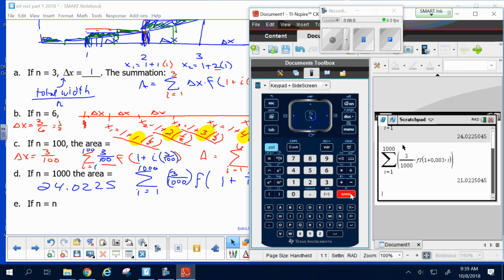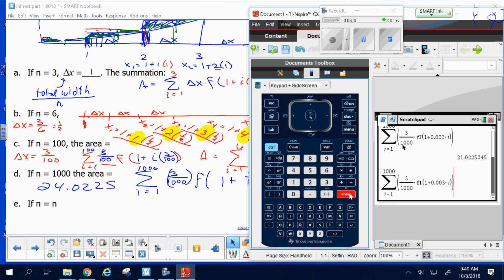Okay, 21.0225. Did you recalculate with 10,000 rectangles? All right, I assume that's yes.